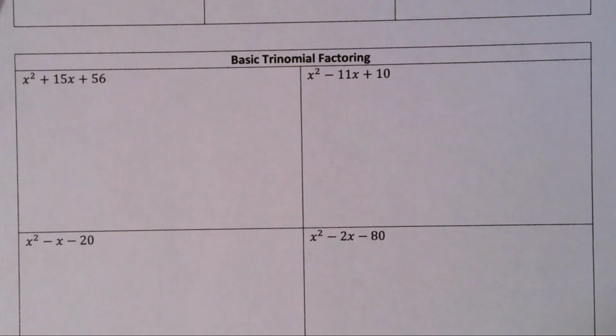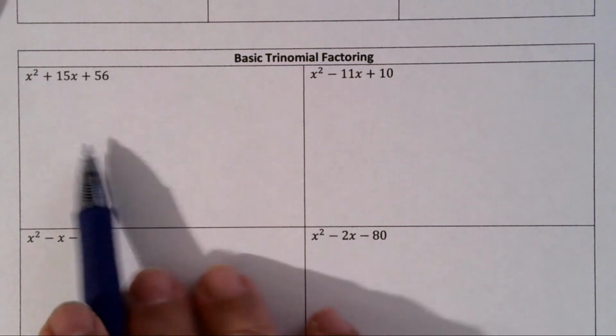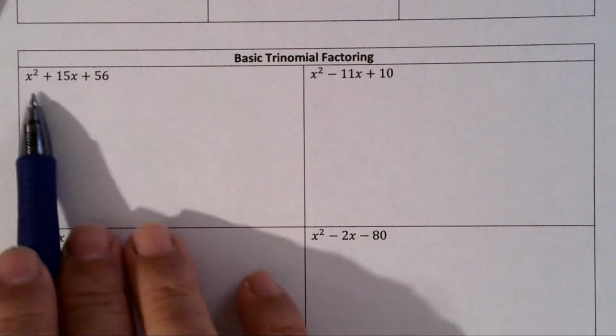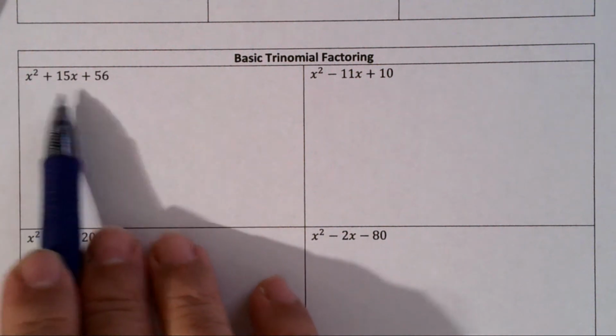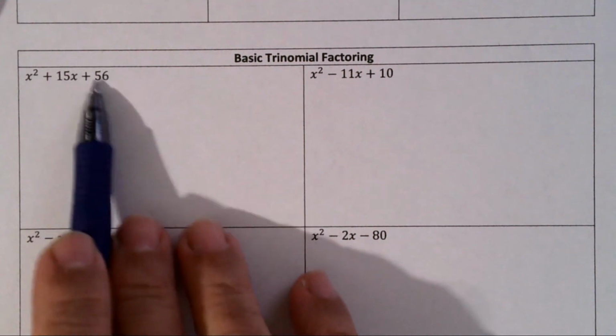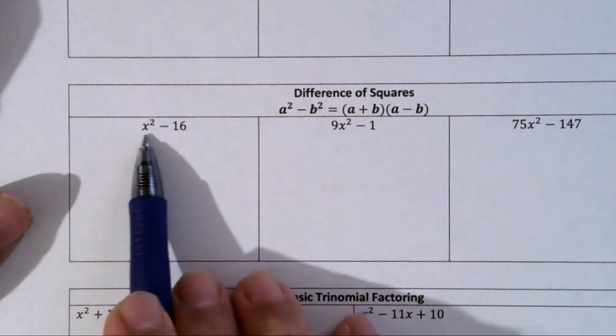All right, so let's get started. Whenever we have basic trinomial factoring, we mean it is a trinomial. A trinomial is a polynomial with 3 terms. This is 1, 2, 3 terms. X squared is one term, 15x is another term, 56 is the third term. So up here, this was a binomial because there's 2 terms.